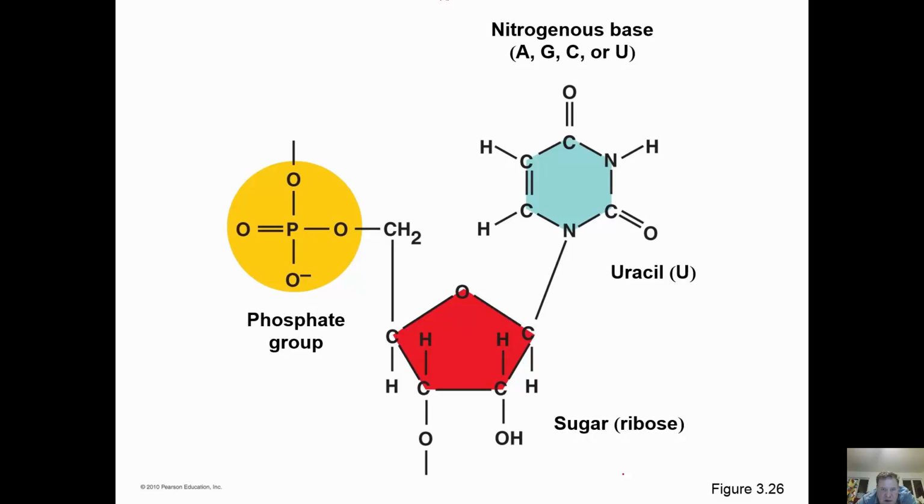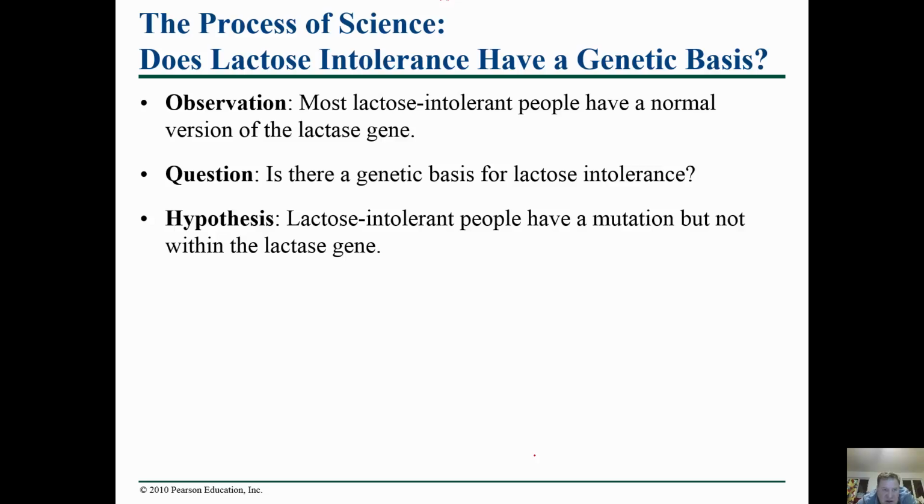RNA is slightly different. It's actually a ribose sugar because it's not deoxyribose. It actually is ribose because it has that sugar.